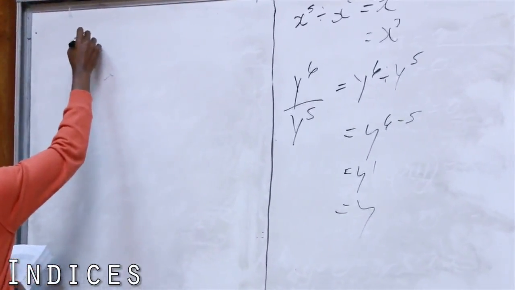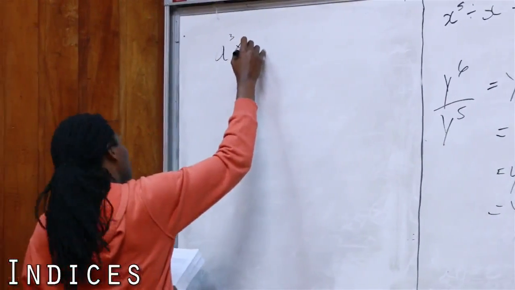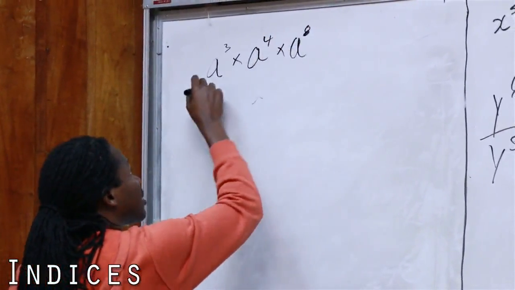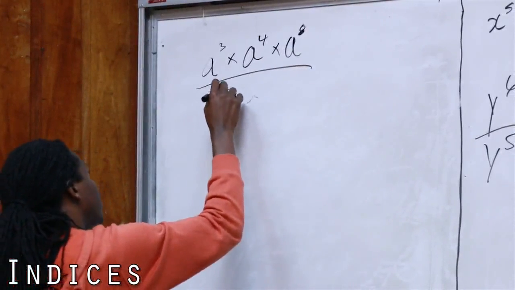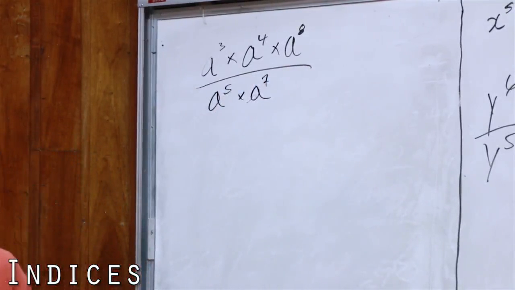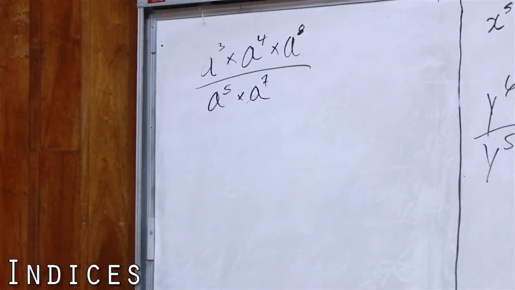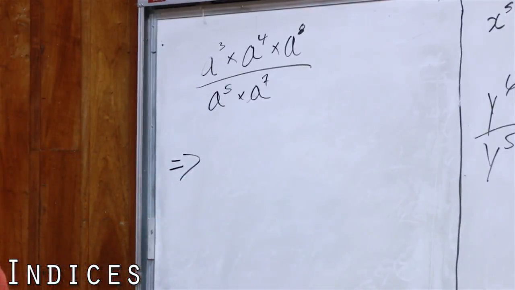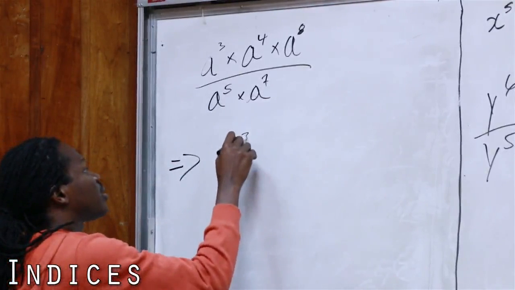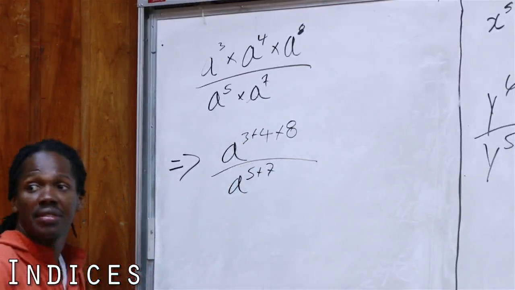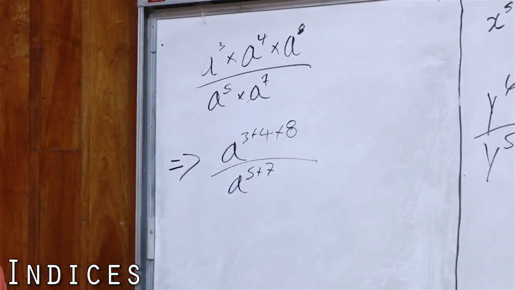Now, suppose I said to you, a to the 3rd times a to the 4th times a to the 8th, all over a to the 5th times a to the 7th. Really I could work above the line and below the line. But because we just know what it is, we just say equals a to the 3 plus 4 plus 8 over a to the 5 plus 7. You see? Just do it one time. But I could work above the line, then work below the line, and then say it can be rewritten. Are you understanding?